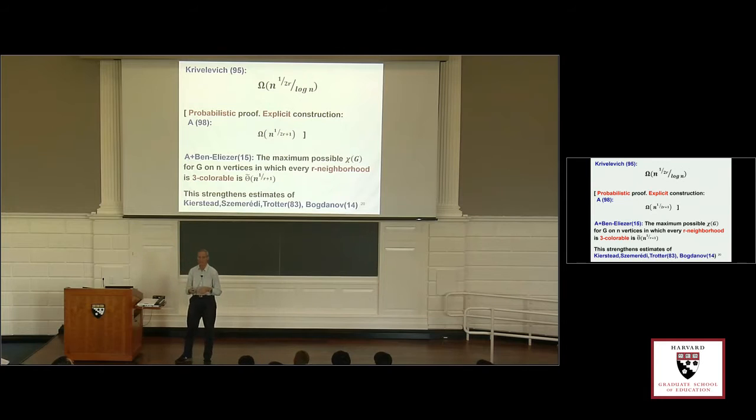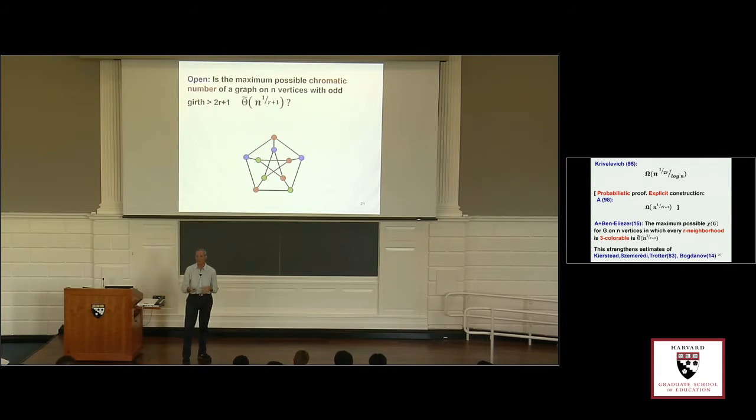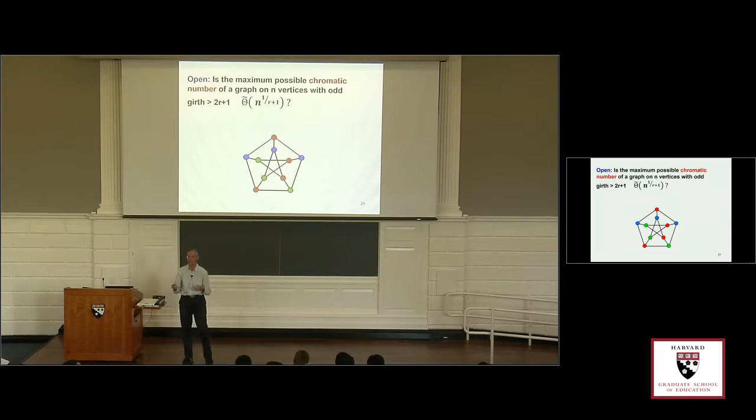And this strengthens some earlier estimates, and this suggests the problem: is it true that the maximum possible chromatic number of an n vertex graph with odd girth bigger than 2r plus 1 is, up to logarithmic factors, n to the 1 over r plus 1?